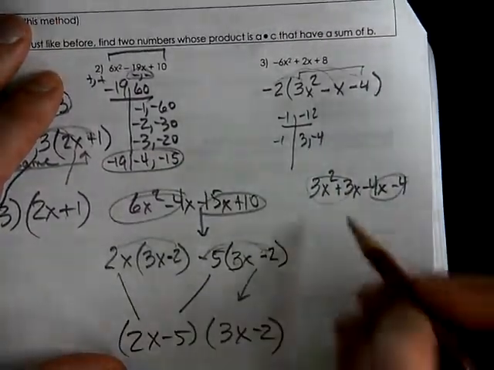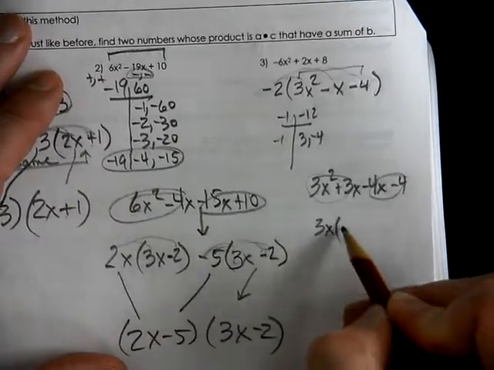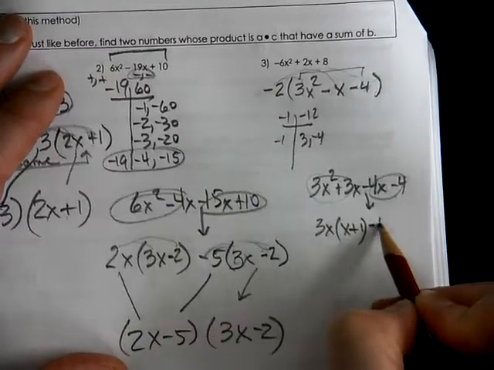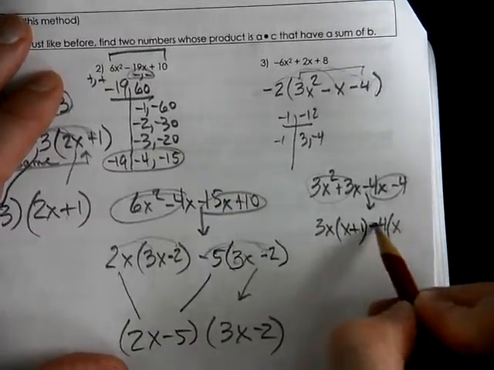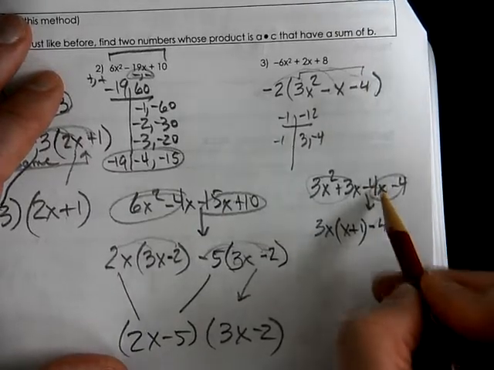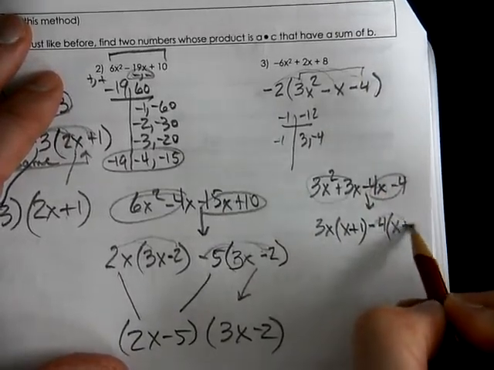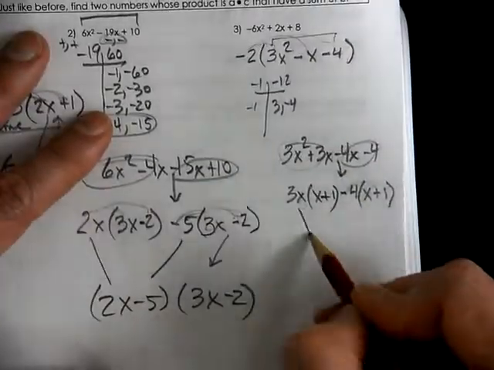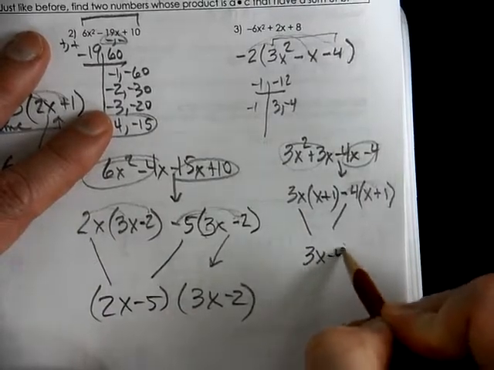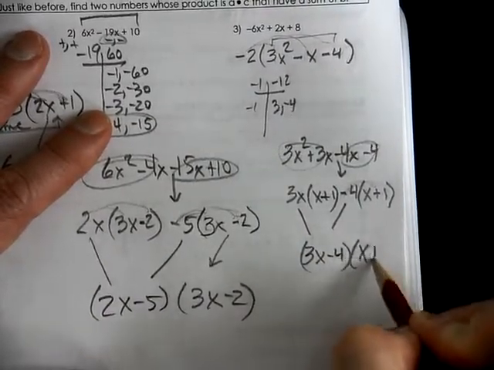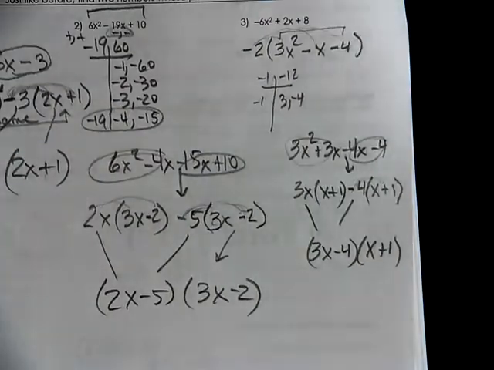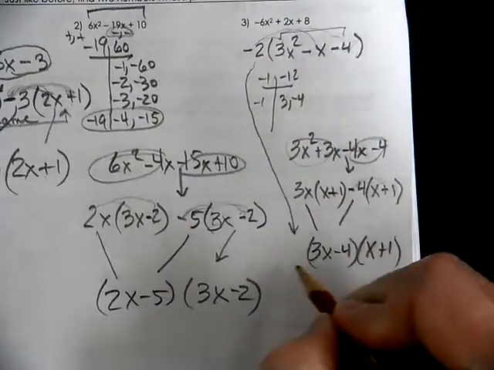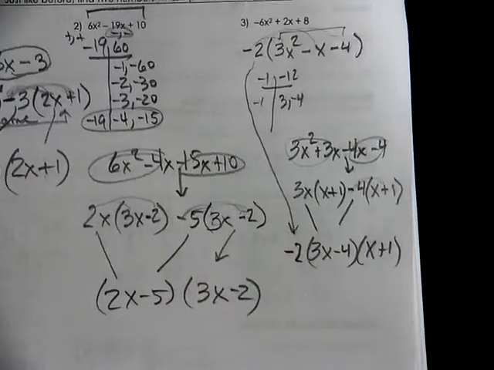Factor out what you can out of both groups. That gives me 3x, x plus 1, and my negative. Factor out what you can. That leaves me with x, because negative 4 times x is negative 4x. Negative 4 times 1, positive 1, gives me negative 4. And I'm all done. 3x minus 4, x plus 1. Now before you finish, you always need to remember to write down your GCF. Include your GCF.